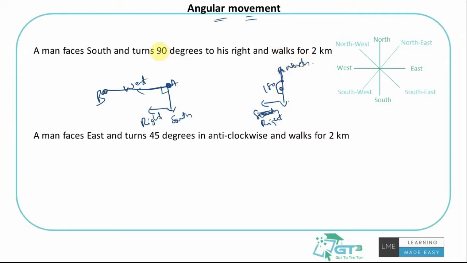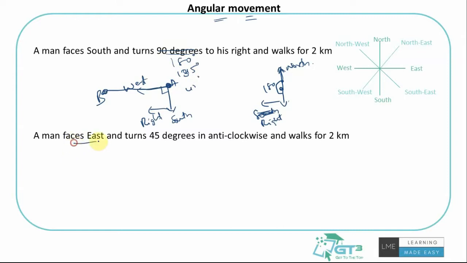Sometimes if I don't mention the turn to his right, by default I would take it that the person would have turned 90 degrees. But sometimes other angles get mentioned, like 180 degrees, 135 degrees, 45 degrees.